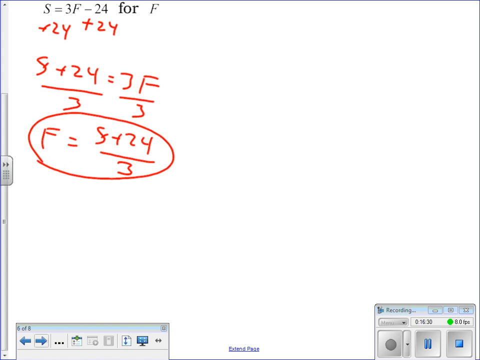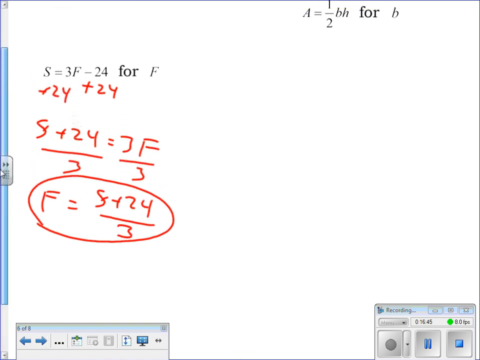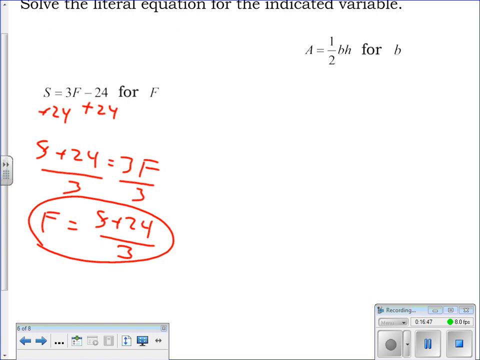Okay. My steps are the same. I want to get a variable by itself. I get rid of everything else that's with it. I add, subtract, multiply, divide. Same thing on this one. I want to get b by itself. Now, when I do this one, I like to do it in more than one step. I could technically do it in one step. I don't like doing this problem in one step.